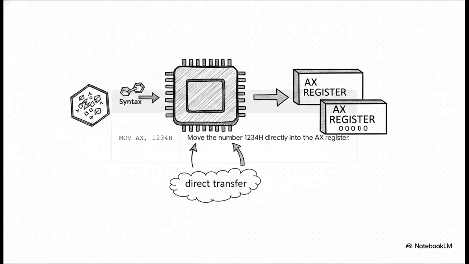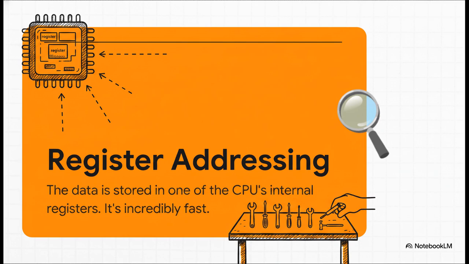For instance, a command like MOV AX, 1234H in Emu8086 tells the CPU to take the immediate value 1234H, that little h just means it's a hexadecimal number, and pop it directly into a storage location called the AX register. The data is part of the command. It's right there. Next up is register addressing.